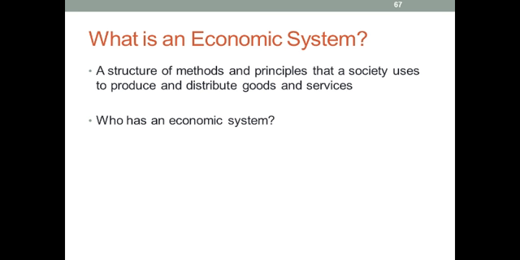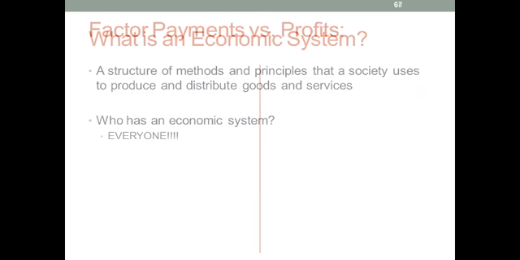So who has an economic system? Everyone has an economic system. You have to have an economic system, otherwise society cannot function. We have to make several decisions about what to produce, for whom to produce it, and how we're going to produce it, right? We have to make decisions about these things because resources are scarce. So everybody has an economic system because everybody has to figure out the answers to these questions.